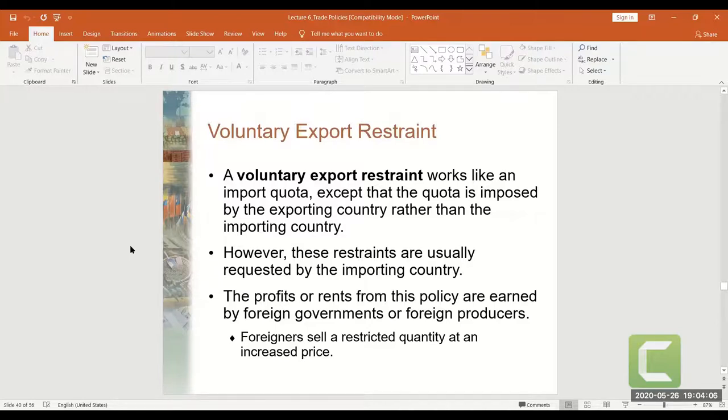ዲፈረንሱ ምንድነው? The difference is that aim policy practice የሚያደርገው importer ካን importeru ሳይሆን exporteru ነው። ኤክስፖርተሩ በፈቃደኝነት ኤክስፖርት የሚያደርገው መጠን መቀነስ ማለት ነው። ይሄ በስምምነት ነው። ይሄ ደግሞ አድቫንቴጁ ምን መሰላችሁ?